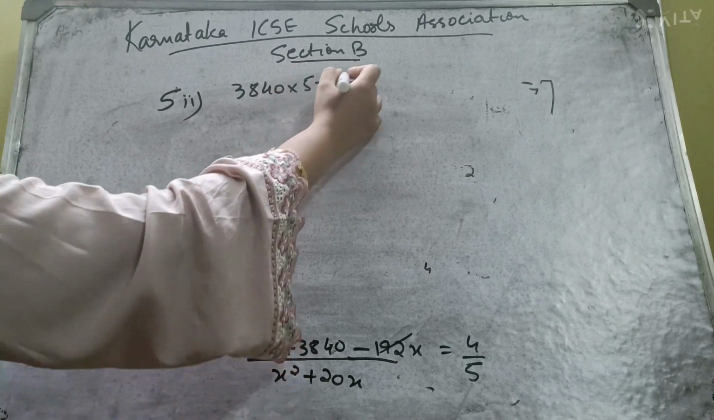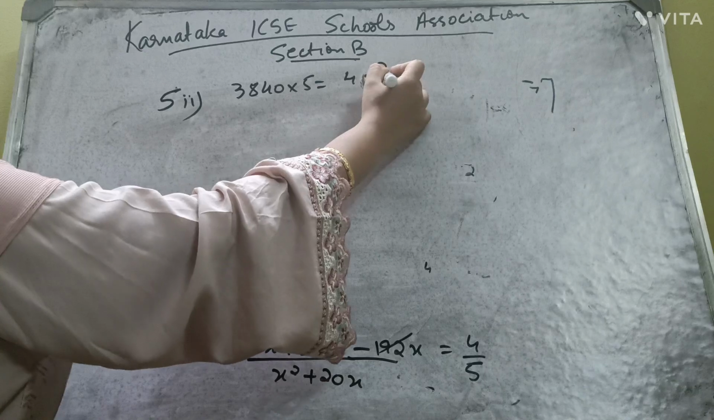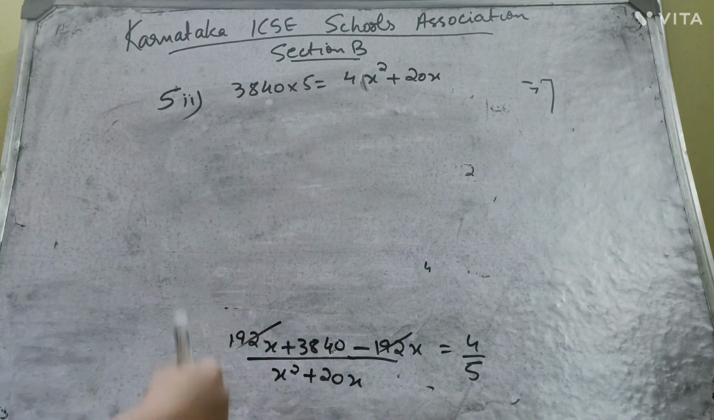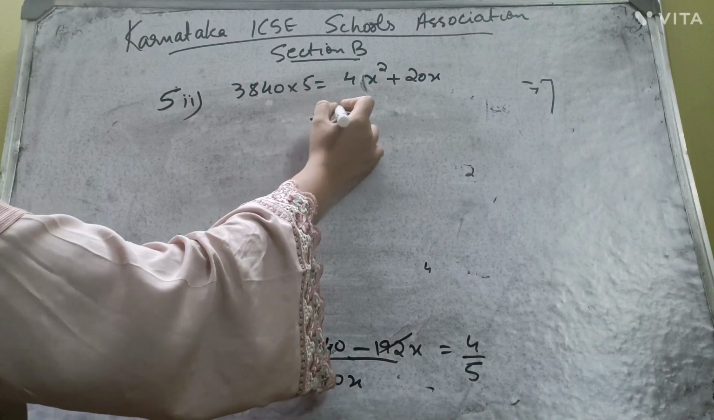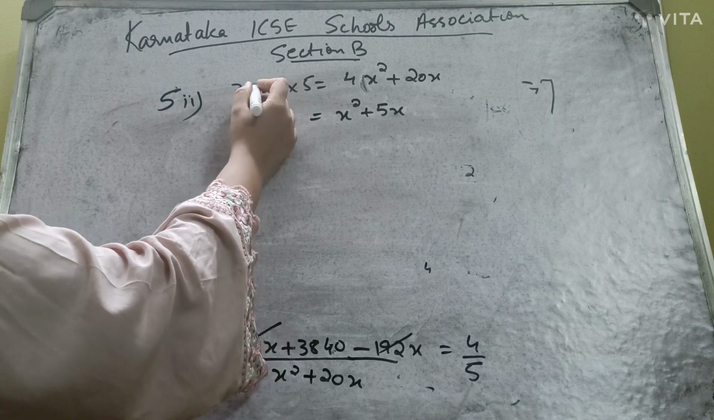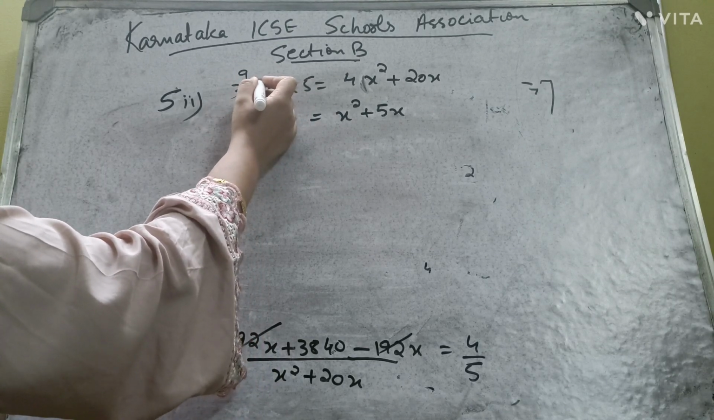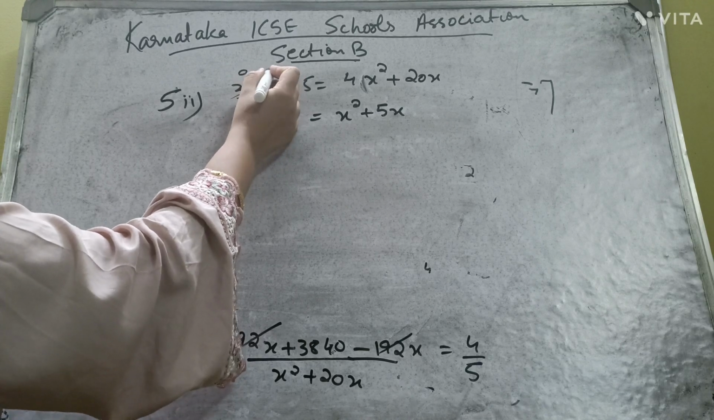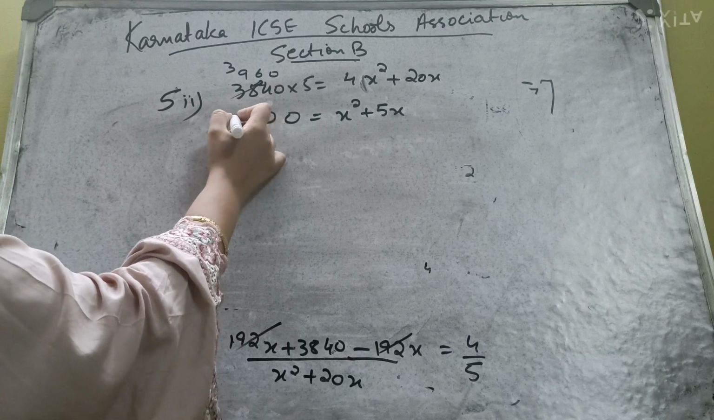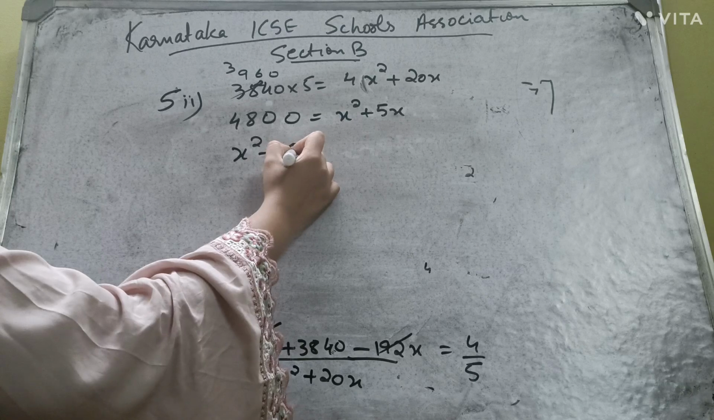So 3840 into 5 is equal to 4x square plus 20x. All three numbers are divisible by 4, so you can further reduce this. You get x square plus 5x here, and cancel this with 4. So 4 9s are 36, 4 6s are 24, 960 into 5, so 5 zeros are 0, 5 6s are 30, and 9s are 45, 4800.